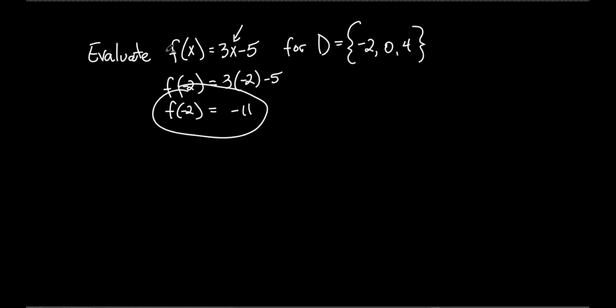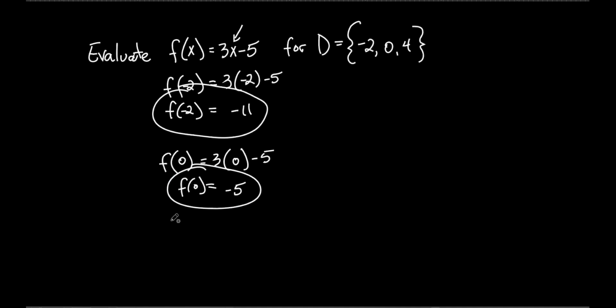And then we just do it 3 more times. Now what are we going to do? Find f of 0. So it's 3 times 0 minus 5. 0 minus 5 is negative 5. And so f of 0 is equal to negative 5. And then we've got one more to do. What do we do here? F of 4. And then you just plug that in. 3 times 4 minus 5. 12 minus 5 is 7.